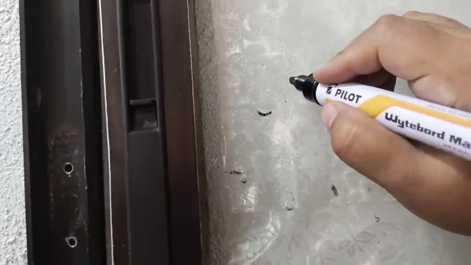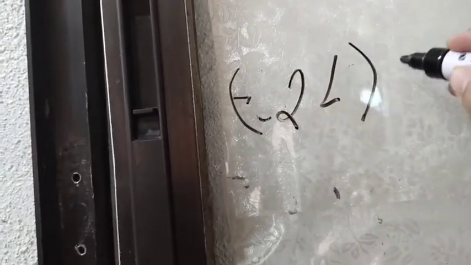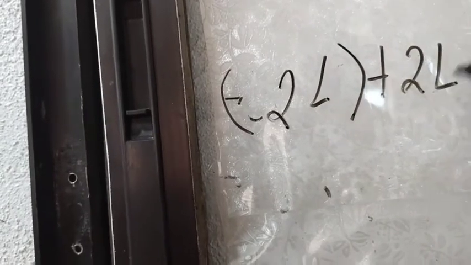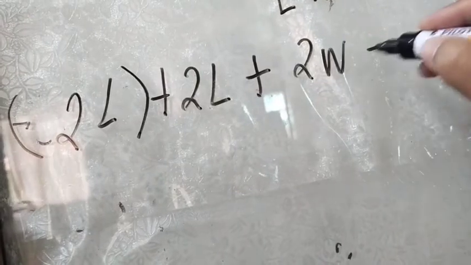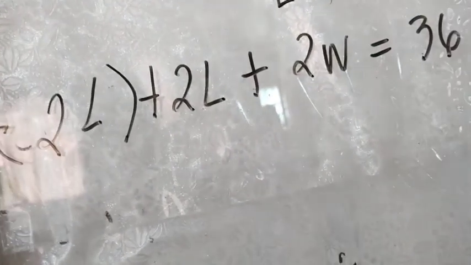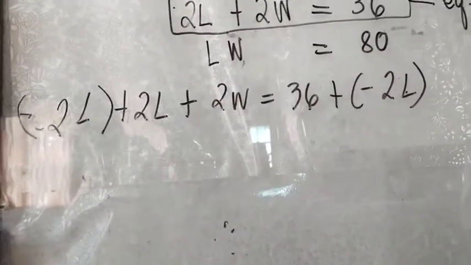So, magiging siyang negative 2L plus 2L plus 2W equals 36 plus negative 2L. Yan na magiging isa pang equation natin.